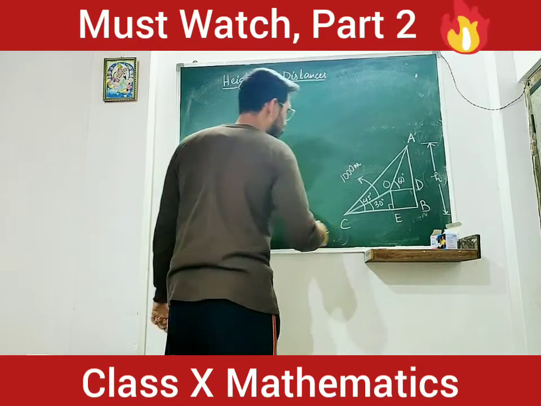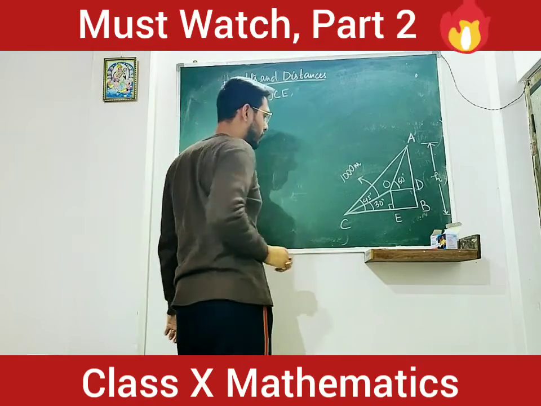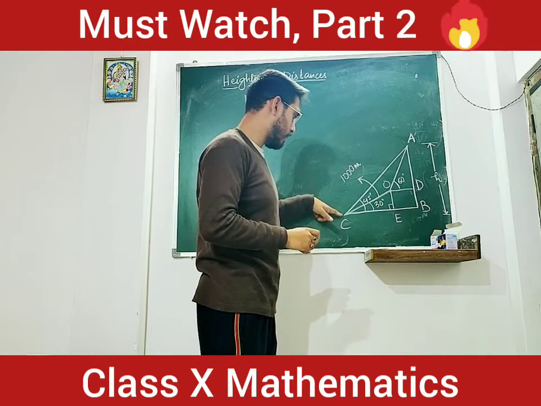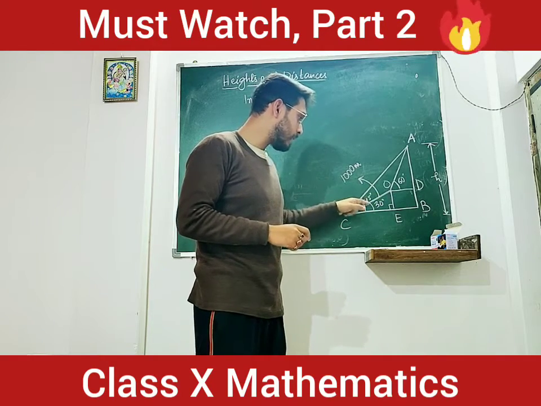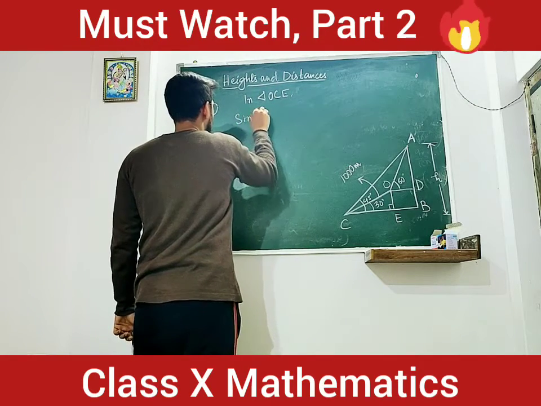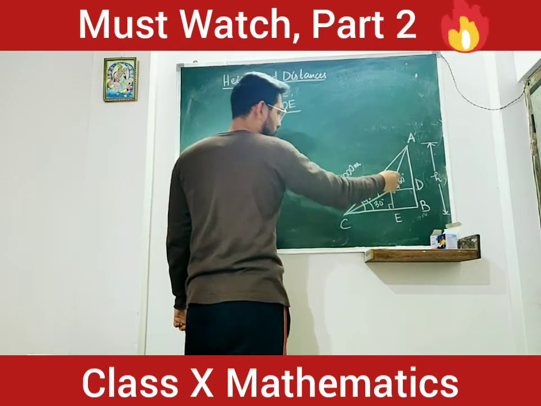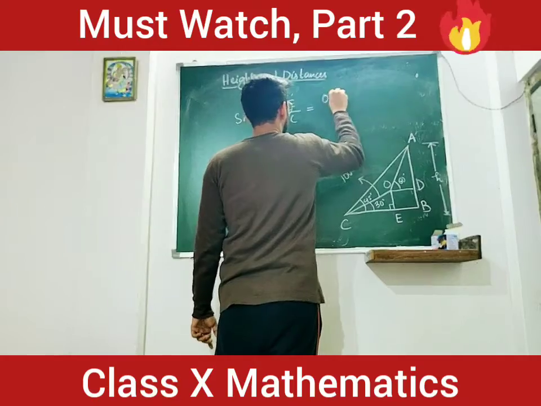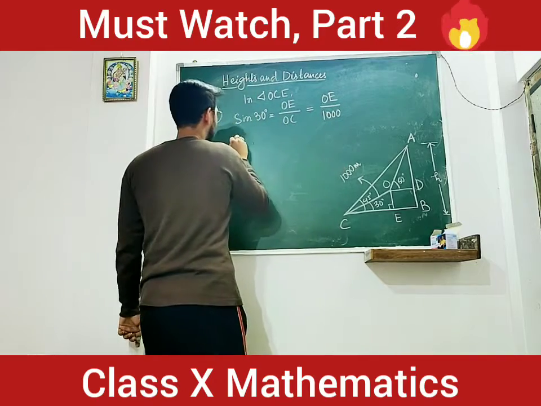So let us first of all talk about the triangle OCE. In triangle OCE, if I talk about cos 60, I will get this by this. If I talk about sin 30, I can get perpendicular by hypotenuse, which is important for me. So sin 30 will be equal to perpendicular, which is OE, by hypotenuse, which is OC. OE is still OE, and OC is 1000, which is given. And sin 30 is half, of course.